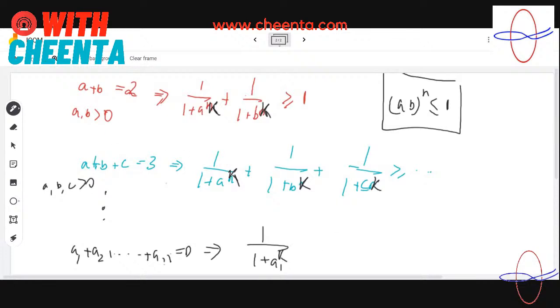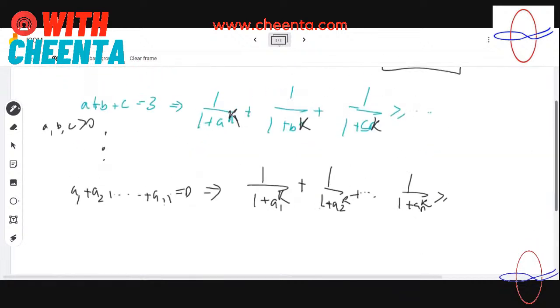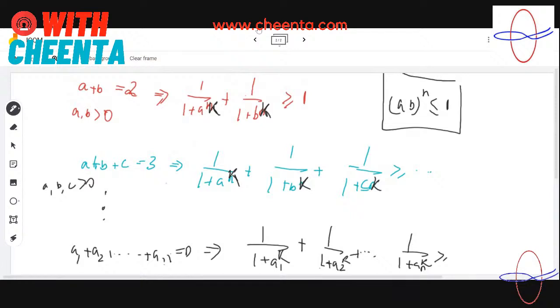Let's take it as 1 plus 1 by a1 whole to the power k plus 1 plus 1 by a2 whole to the power k, and so on, up to the nth term, greater than or equal to n. What will be its minimum value? I'll give you a few minutes to think about it and find the general result.